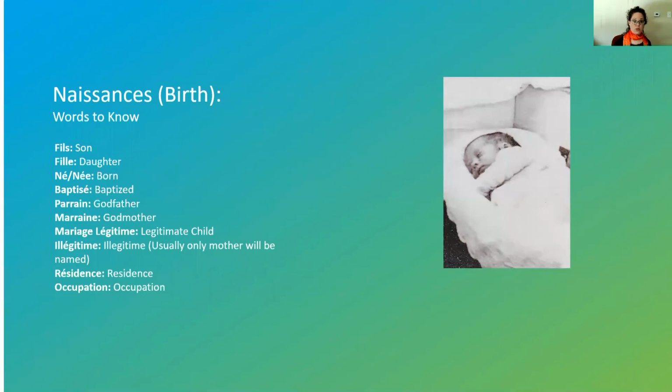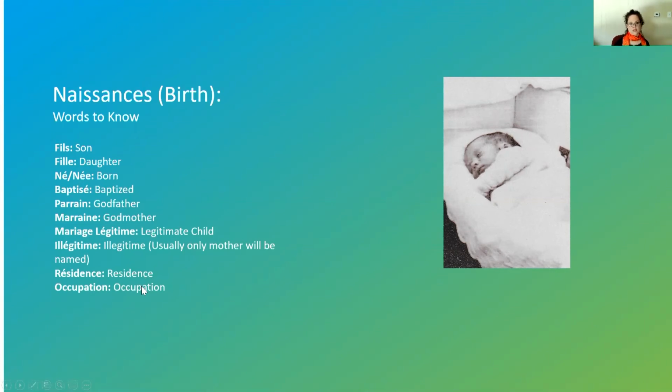Okay, so let's get into birth records. These are some of the words that you should know, and these are kind of the things that you can typically expect to find in birth records. Okay, so some of the words to know are: fils is son, fille is daughter, né is born, baptisé, baptized, parrain, godfather, marraine, godmother, mariage légitime, legitimate child, illegitimate. Usually only the mother is going to be named in that case. And then there's residence and occupation, which are the same in English.